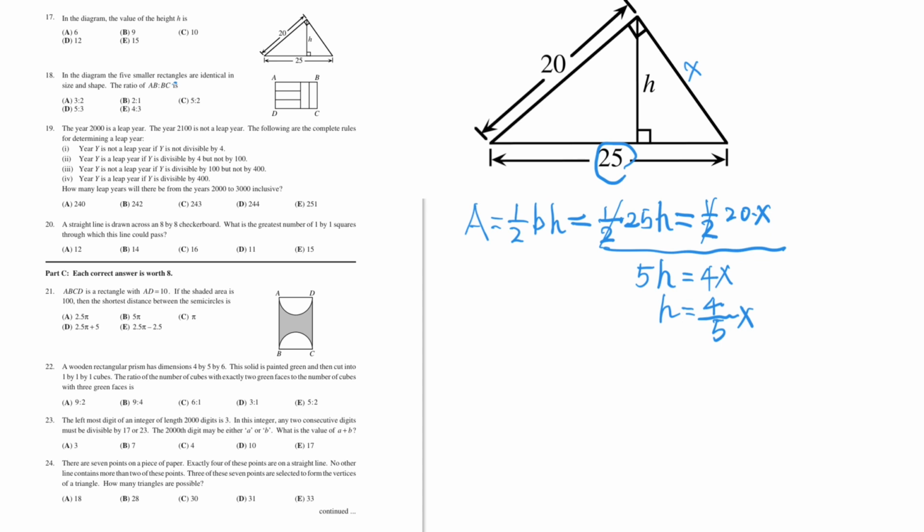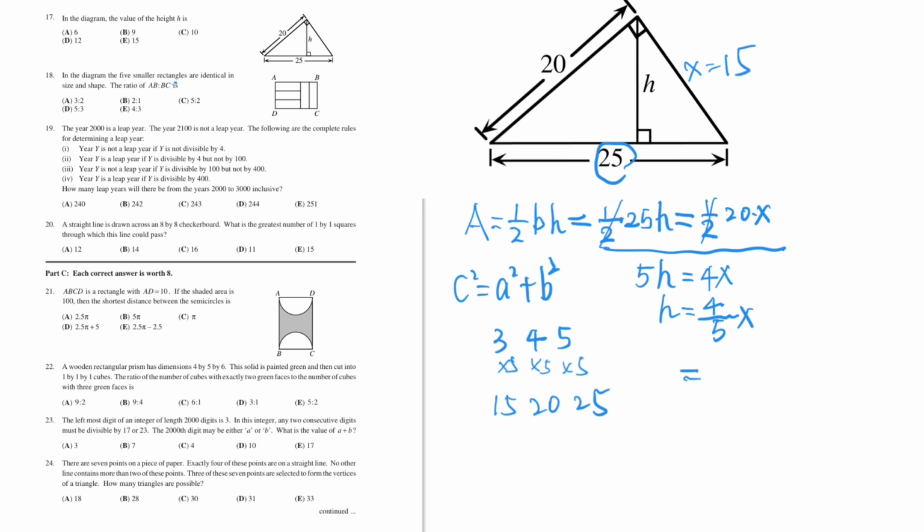We can use the Pythagorean theorem. That means c squared equals a squared plus b squared. We also can use the Pythagorean triple. This is the 3, 4, 5 triple. 3, 4, 5 is a Pythagorean triple. When we multiply each side by 5, that will be 15, 20, 25. So x equals 15.